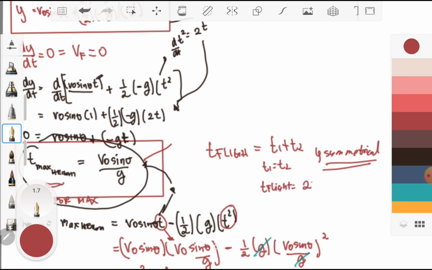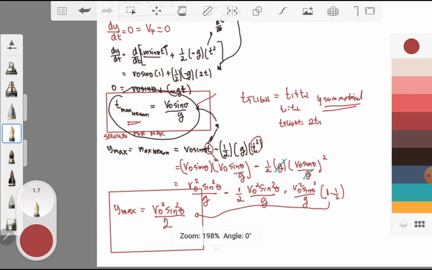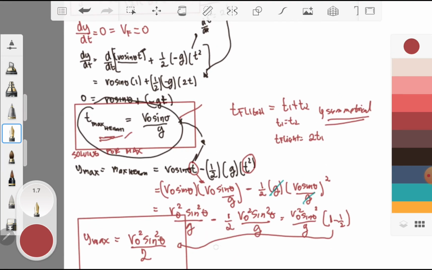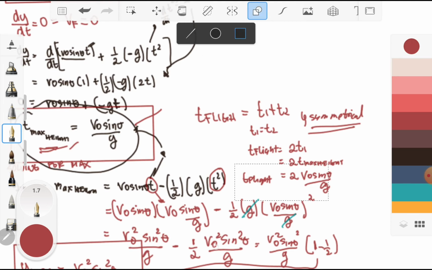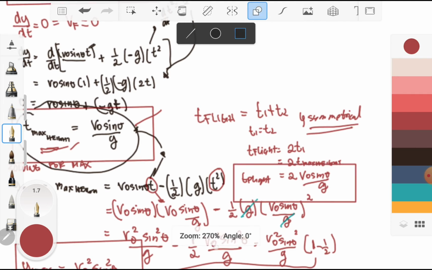is equal to 2T1. But if I am considering my maximum height, so therefore, my T flight is just equal to 2 multiplied by T at my max, equal to 2 multiplied by VO sine theta all over G. Solution. Formula. T flight is equal to 2 multiplied by VO sine theta all over G.